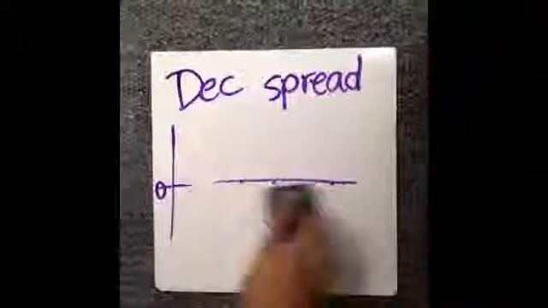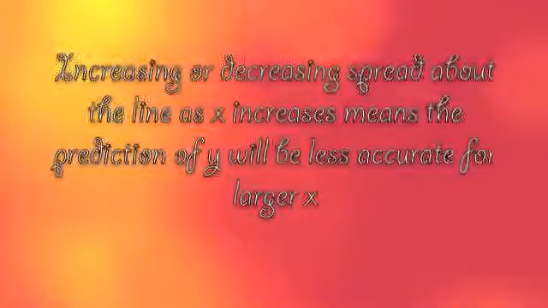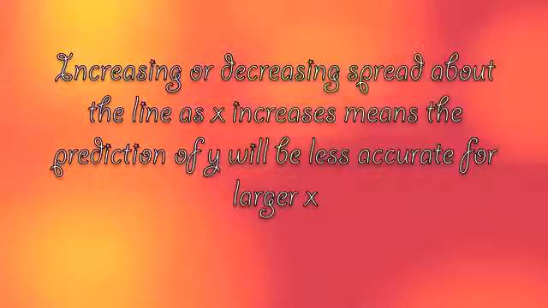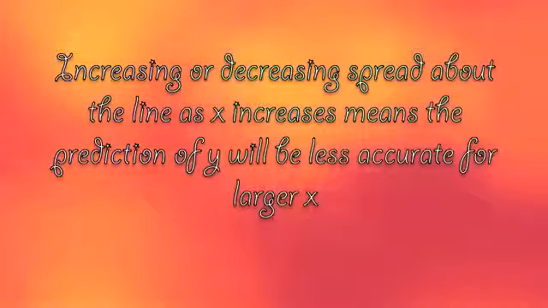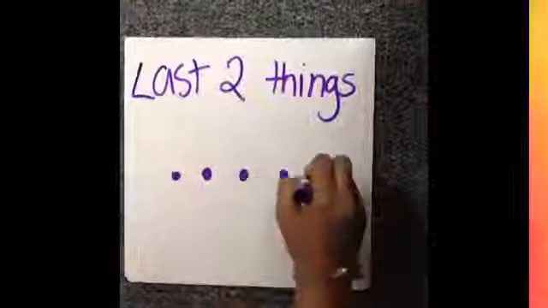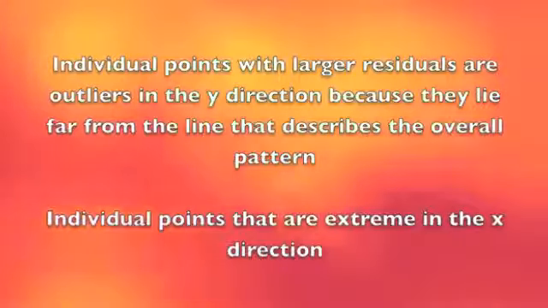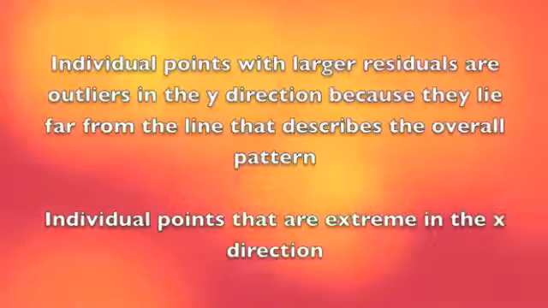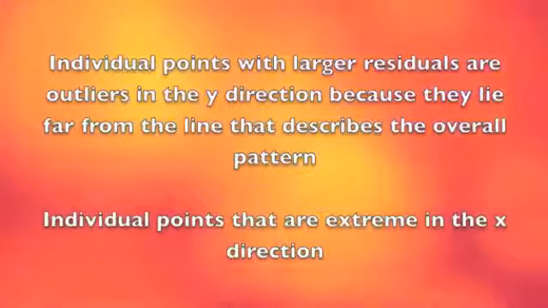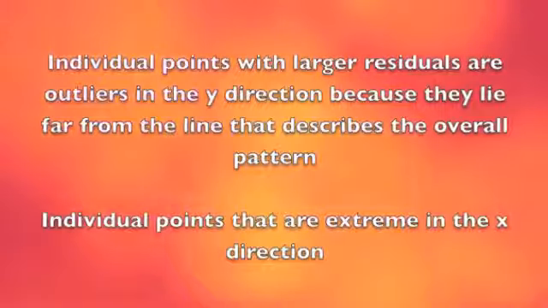Increasing or decreasing spread about the line as x increases means the prediction of y will be less accurate for a larger x. And the last two things to look for. Individual points with larger residuals are outliers in the y direction because they lie far from the line that describes the overall pattern. And the last thing to look for are individual points that are extreme in the x direction.